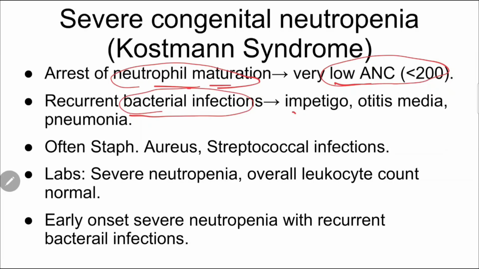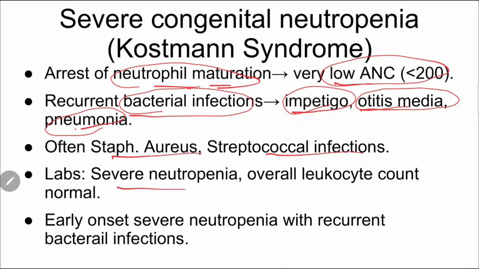You can develop impetigo. Impetigo is honey-colored crust on the skin, and this is usually due to Staph aureus and also Strep pyogenes. Otitis media, right? So inflammation of the middle ear, and pneumonia, and often they are infected with Staph aureus or streptococcal infections, right? And the labs will show severe neutropenia, obviously, so your neutrophil count will be very low, but your overall leukocyte count will be normal. So the other cells like lymphocytes, macrophages, eosinophils, basophils will be normal. It's just that the neutrophils are so low that you cannot fight off infections.